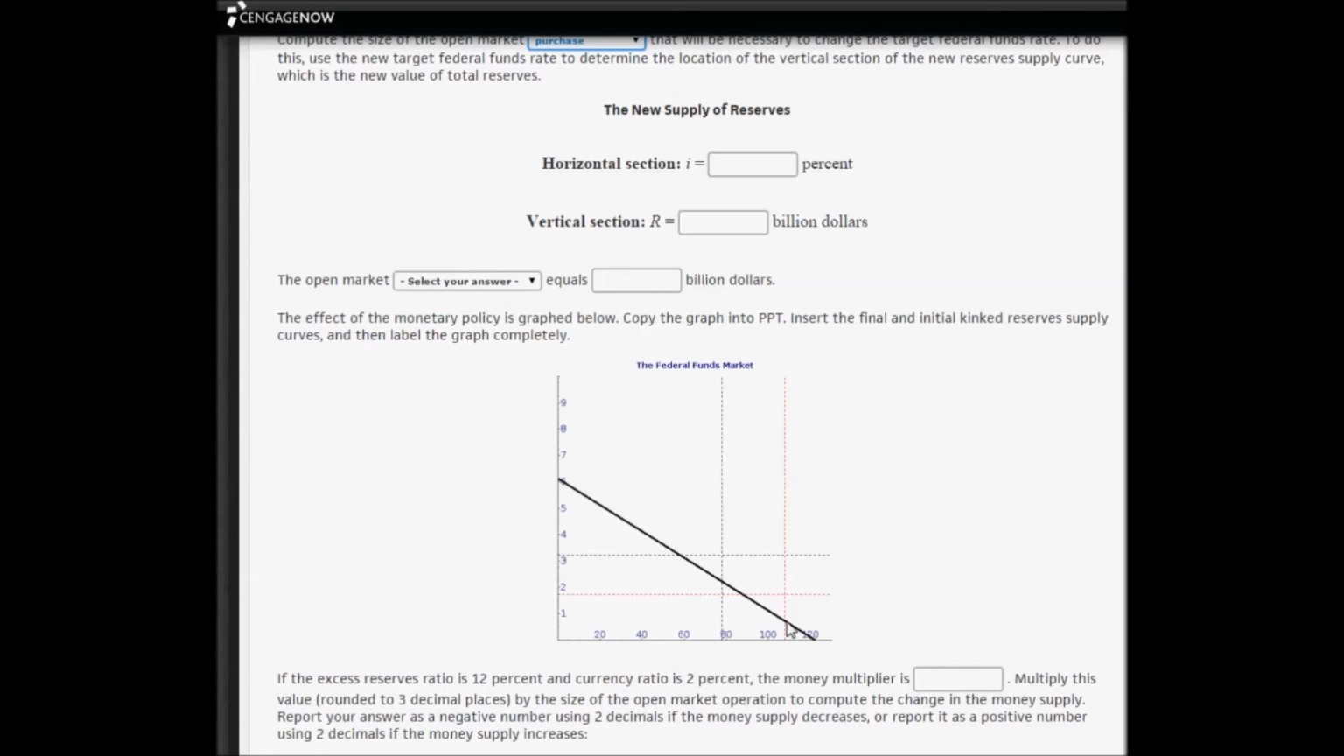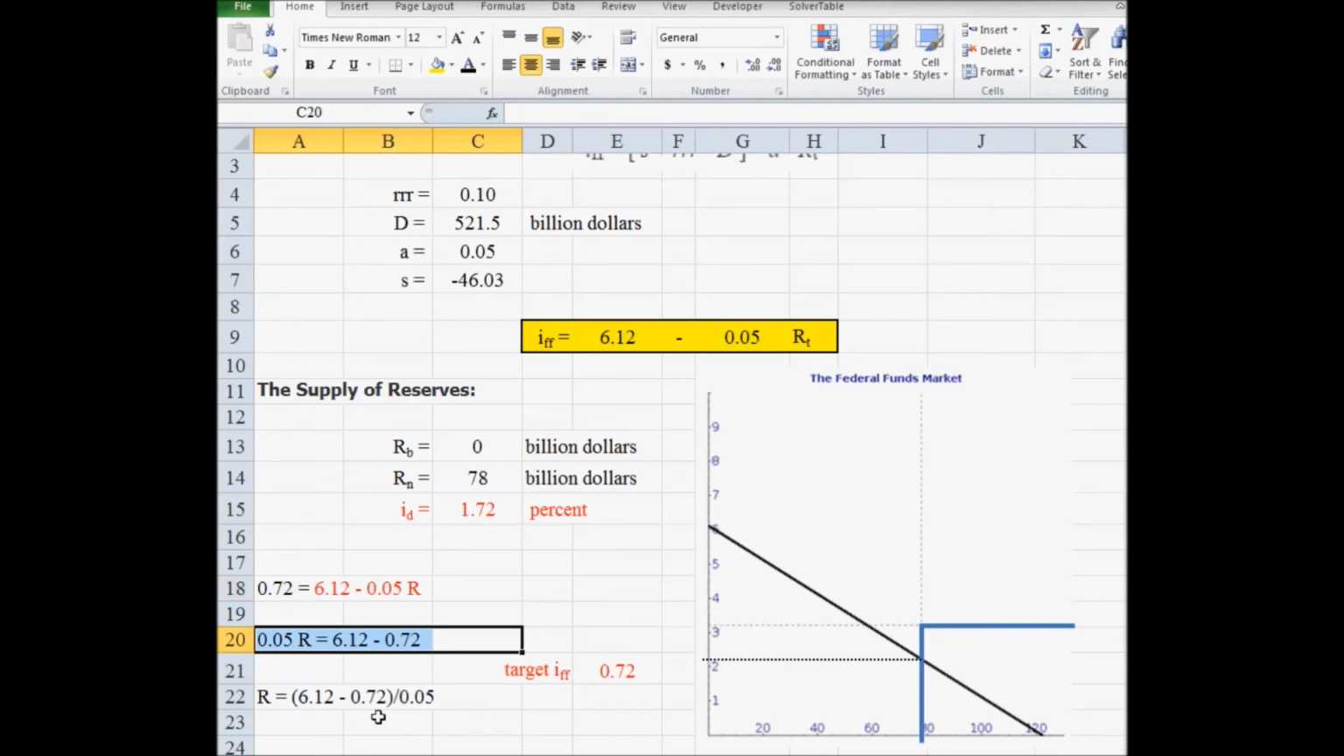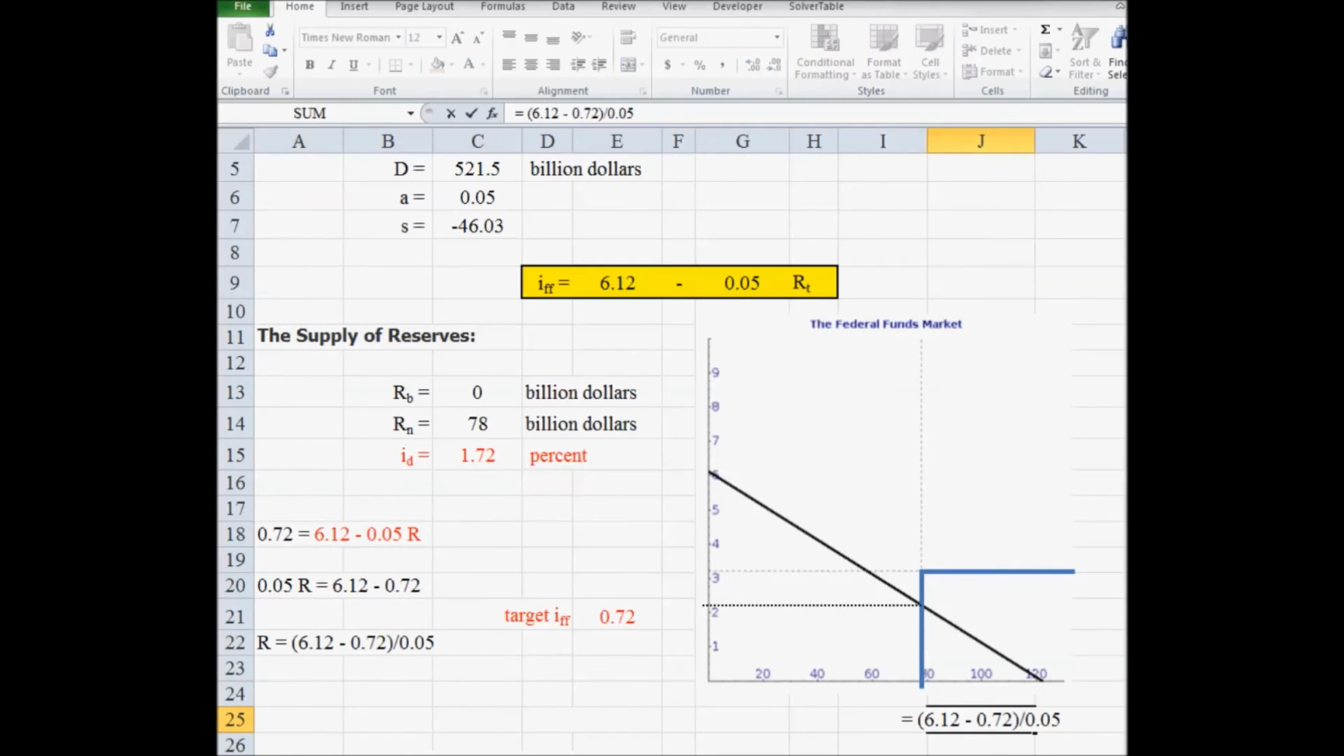So all we do is we plug the new target into the demand curve and then solve for R. Here I have the new target for the federal funds rate set equal to the demand curve for reserves. Down here I've subtracted 0.72 from both sides of the equation and added 0.05 R to both sides of the equation. And then down here, I've divided both sides of this equation by 0.05. So the new quantity of reserves is equal to 6.12 minus 0.72 divided by 0.05. So the new quantity of reserves is 108.